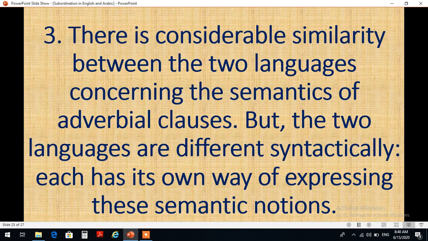Number 3. There is considerable similarity between the two languages concerning the semantics of adverbial clauses, but the two languages are different syntactically. Each has its own way of expressing these semantic notions.